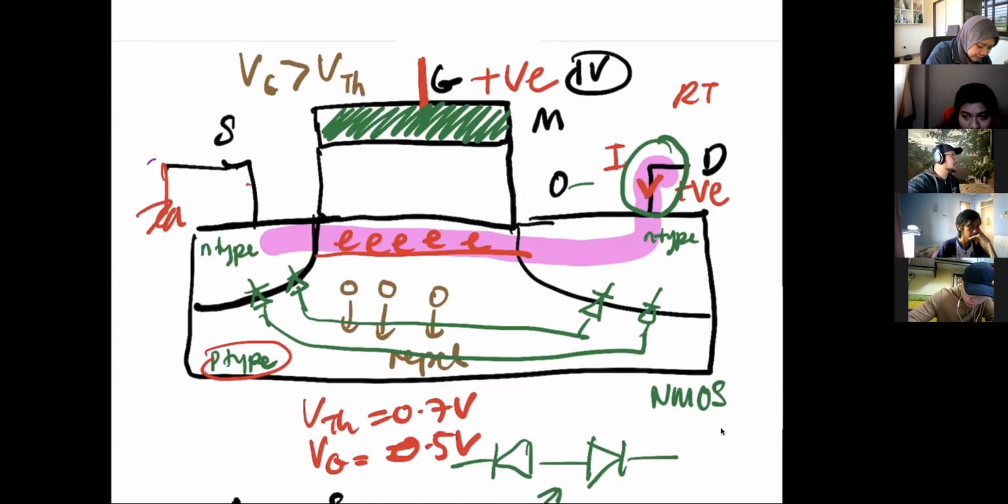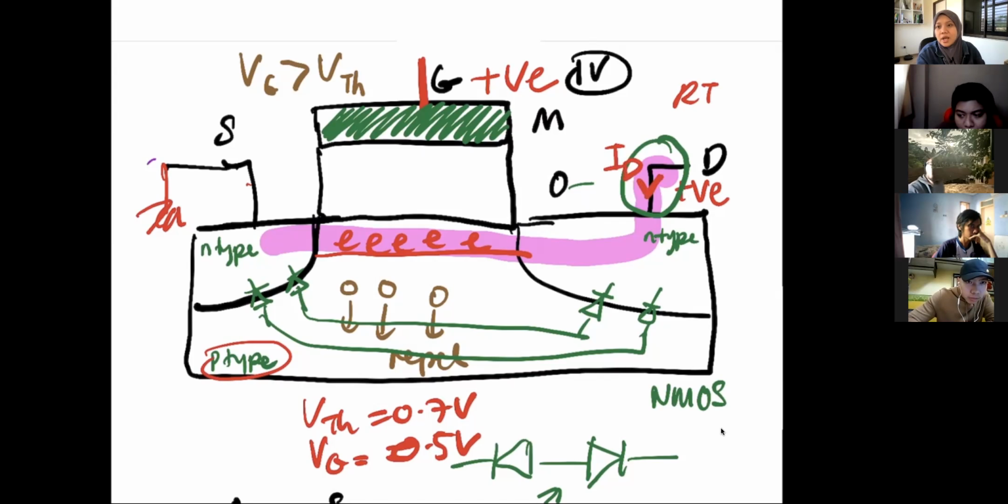This is ID, the one that you normally calculate in your first year, right? The drain current. Yeah, so the current is in the opposite direction of the flow of electrons. So that's the direction of the current. So now you have drain current inside the structure or inside the device.